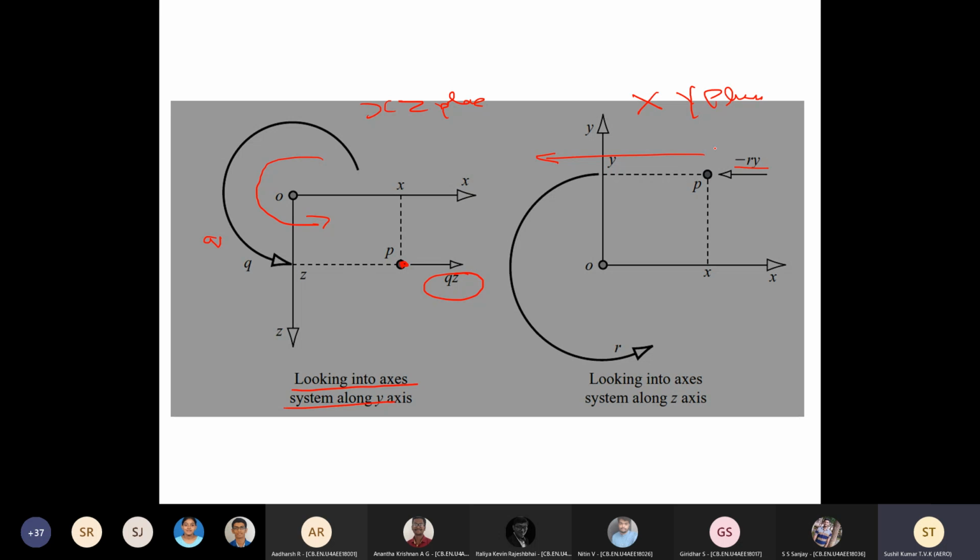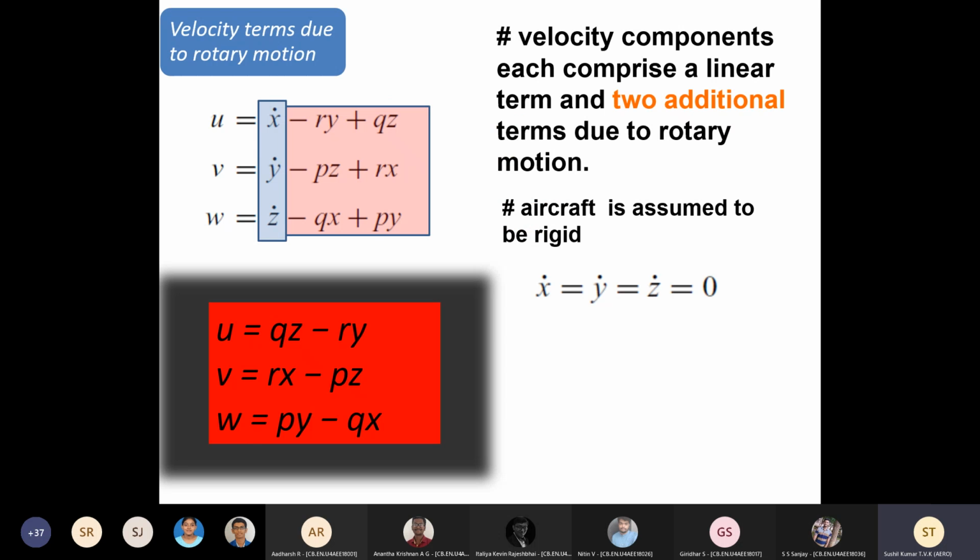So likewise, now we are just looking at one component u. It had one linear component, and then you have the rotational components. Similarly, you can repeat the process for v and w.